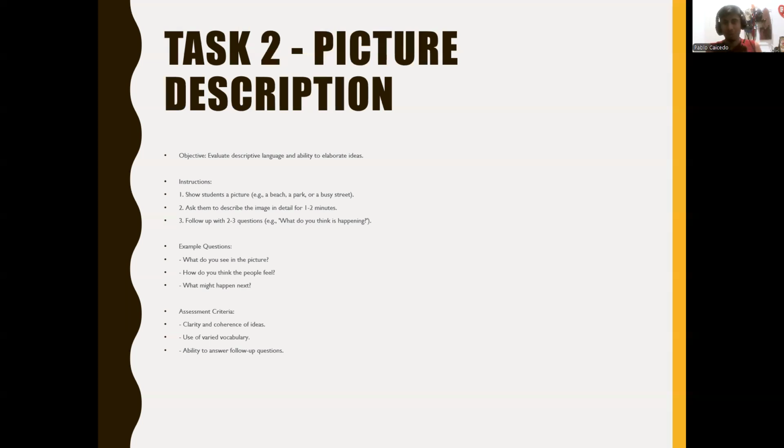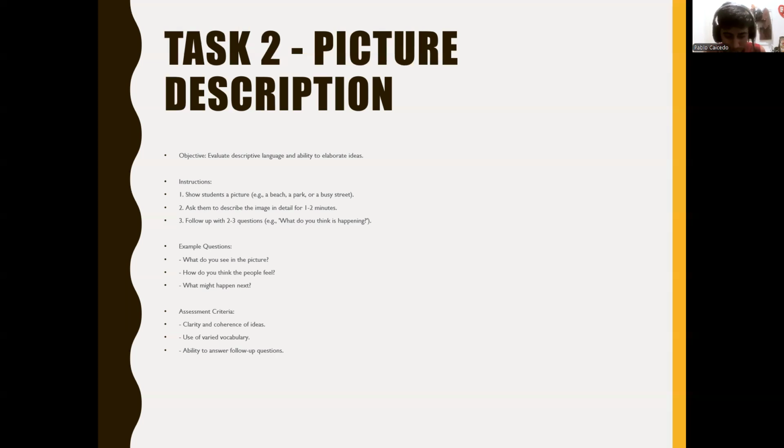So the second activity that I have is picture description. What is the objective of this activity? Evaluate descriptive language and ability to elaborate ideas. What are the instructions? What is the main idea of this picture description that you give to your students? The picture could be simple. It depends on the vocabulary that they can manage. So, for example, if they are on a low level, or they are new students learning English, obviously you're going to put a simple picture that they can describe.